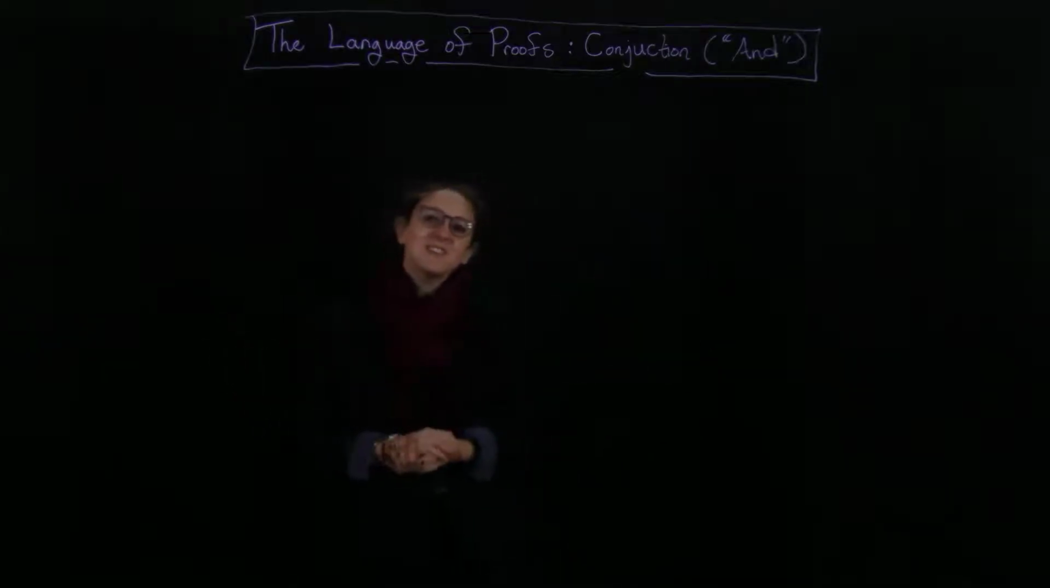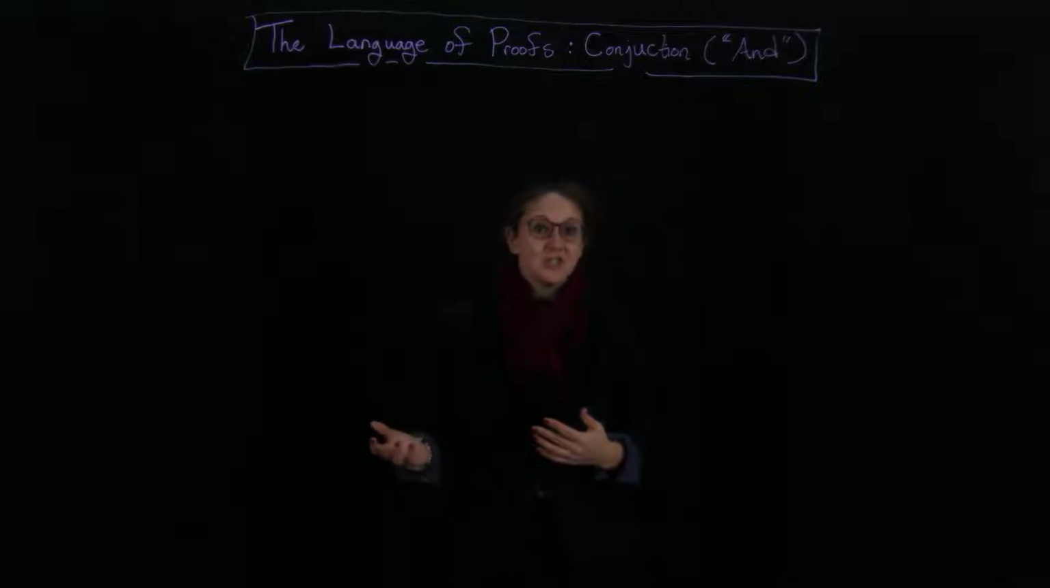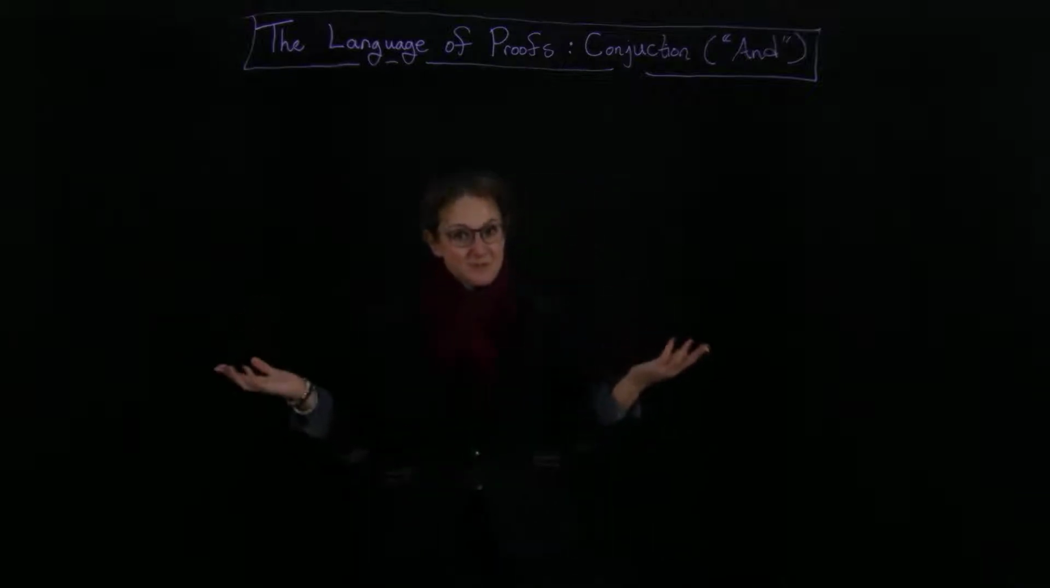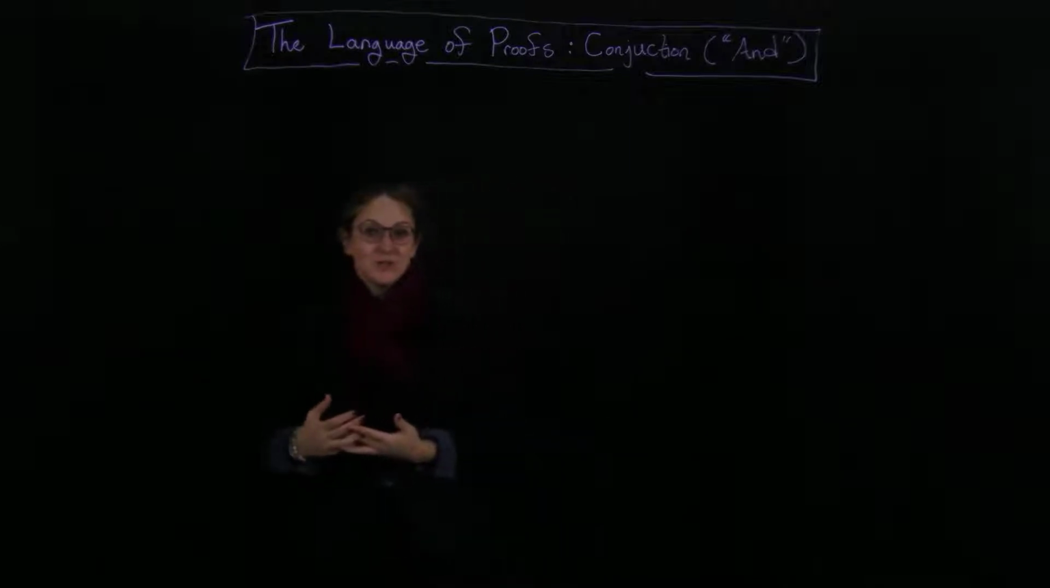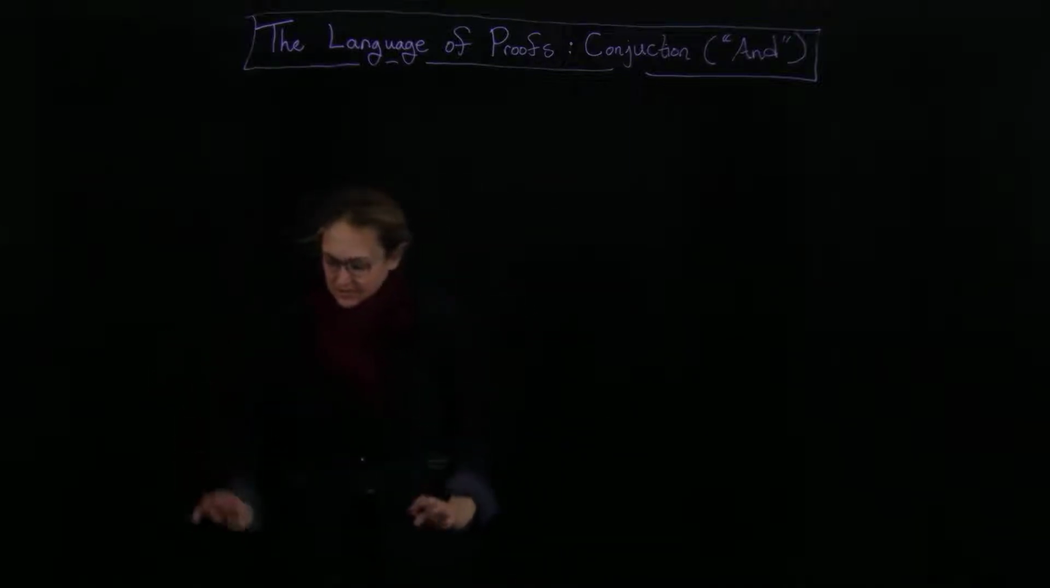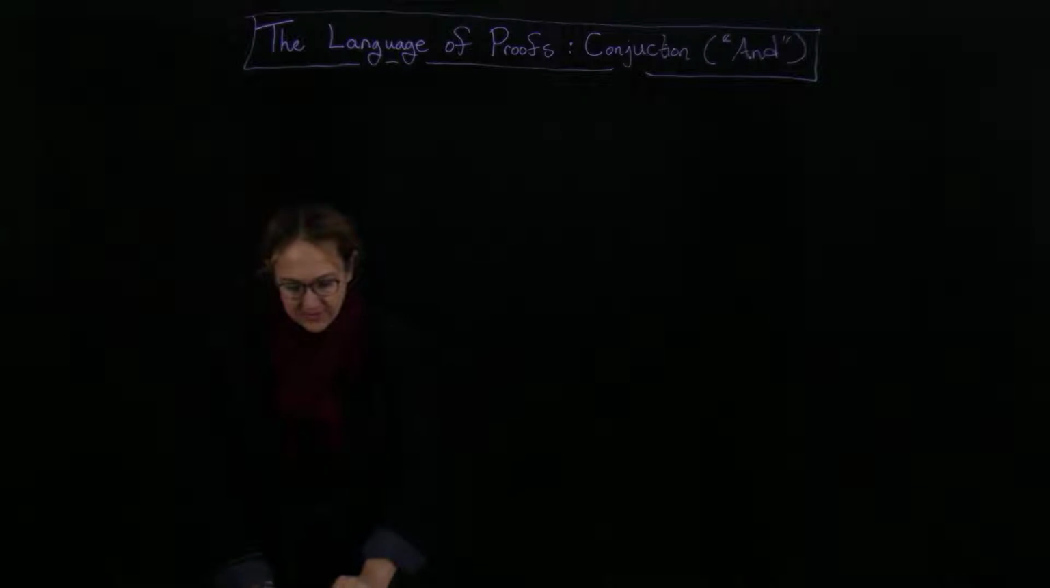Welcome. I want to continue talking about the language of proofs with conjunction, which is what we mean by "and." It's called conjunction. So let me just get started so that hopefully this becomes clear pretty quickly.